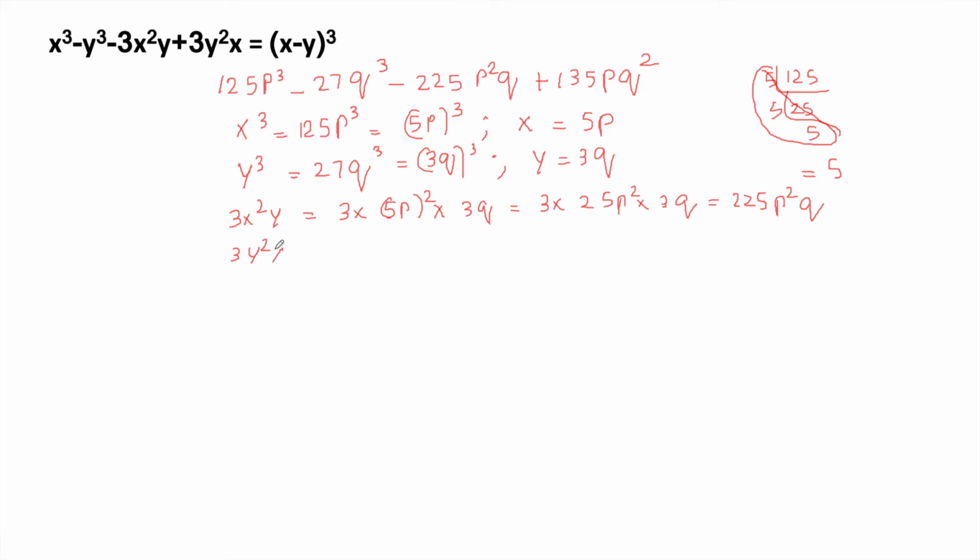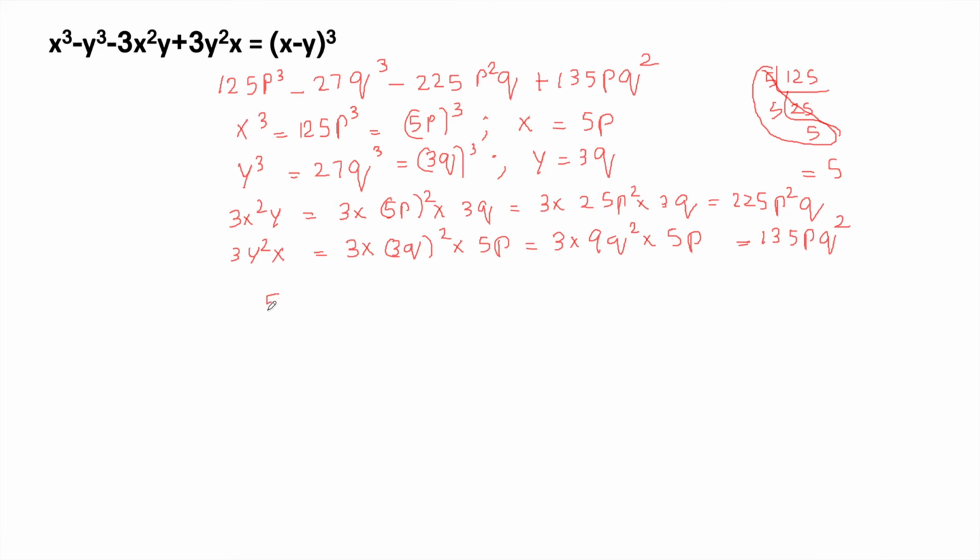3y square x is equal to 3 into y is 3q. 3q square into 5p. That means 3 into 9q square into 5p is equal to 135pq square. Okay, so this polynomial is clearly in the form of this identity.